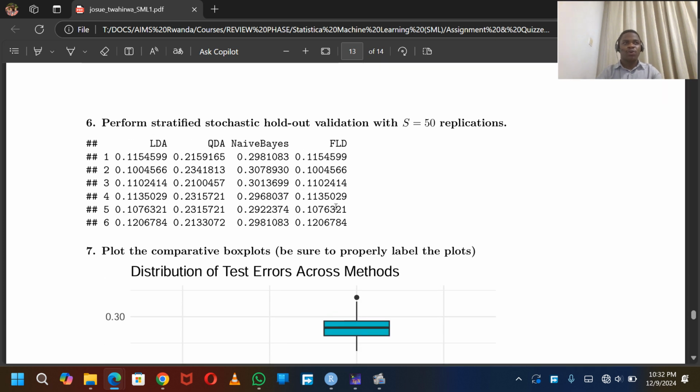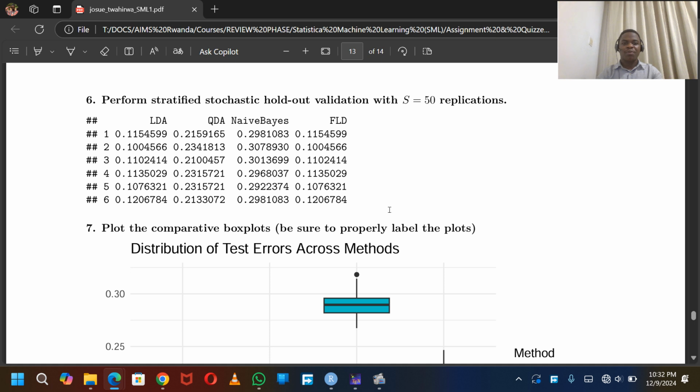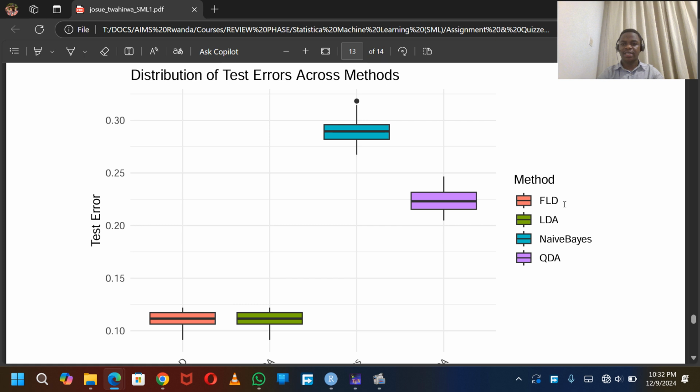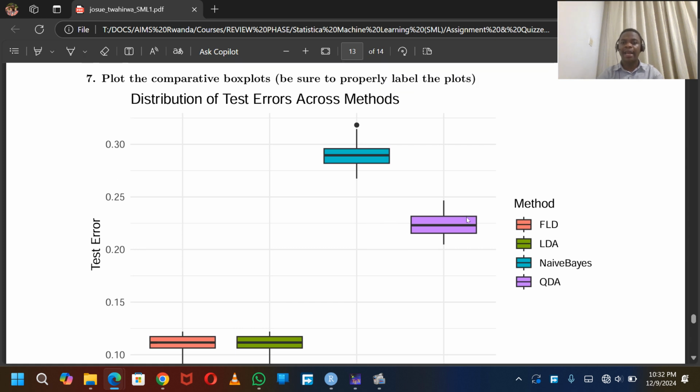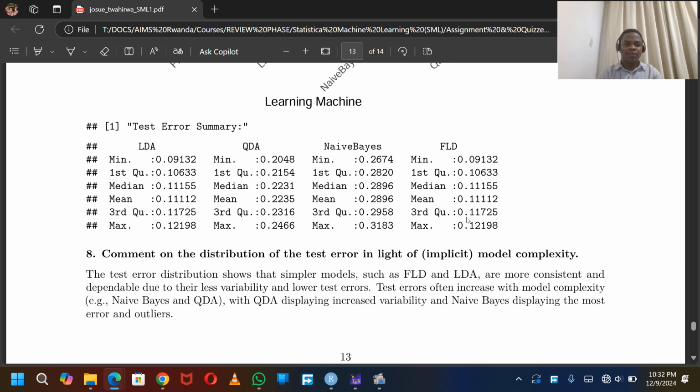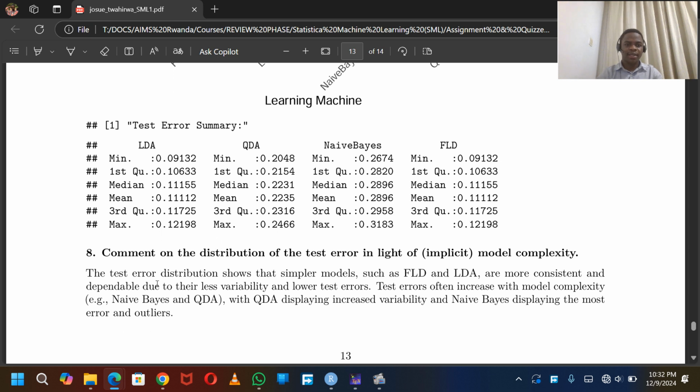So I also plotted the comparative model plots to see how the best ones are. From this, we can say that the test error distribution shows that simple models such as FLD and LDA are consistent.